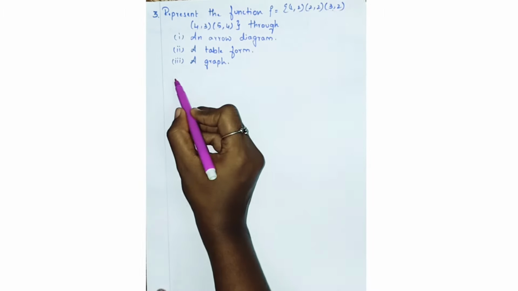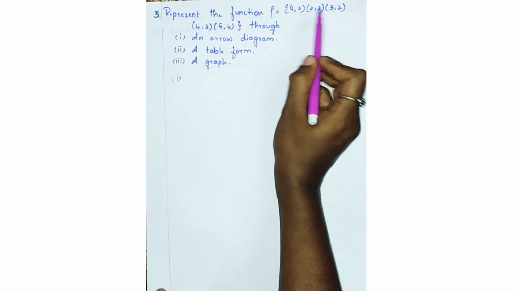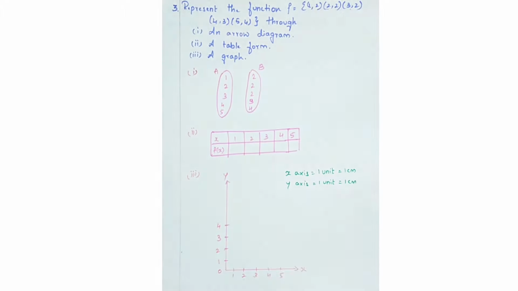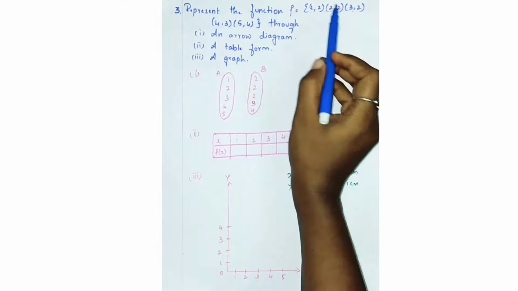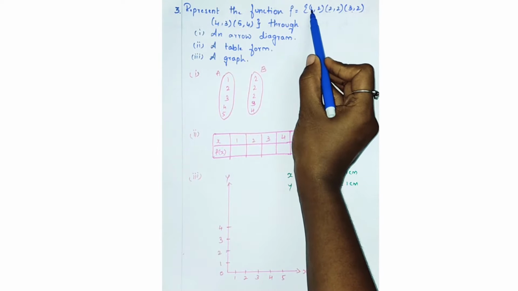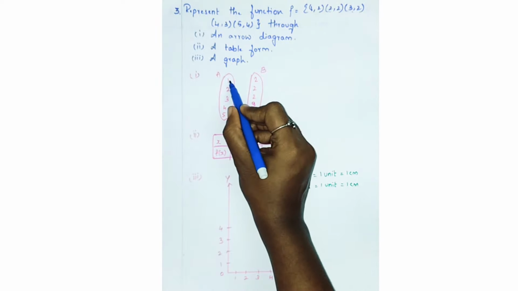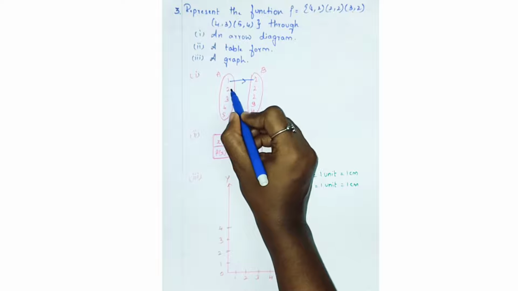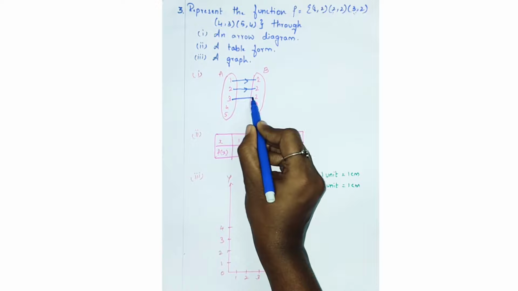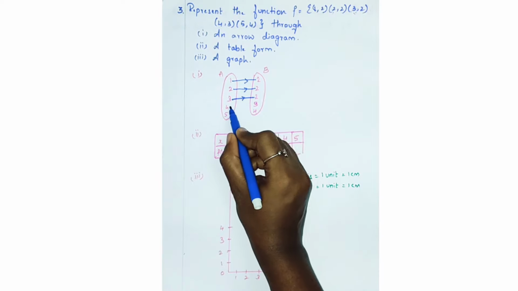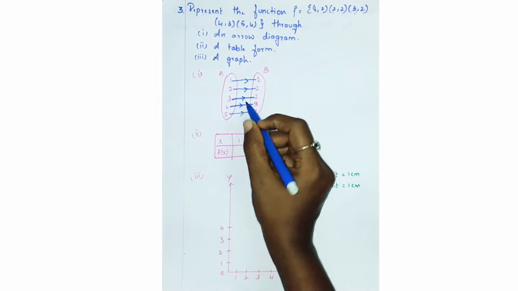So in the arrow diagram, these are your x values and this is your f of x values. Okay, b values. So here I have shown the arrow diagram. So when your x, a, is 1, your f of x, b, is 2. Okay, so let's start mapping now. When it is 1, b is 2. When it is 2, b is 2. When x is 3, f of x is 2. When a is 4, b is 3. When a is 5, b is 4.